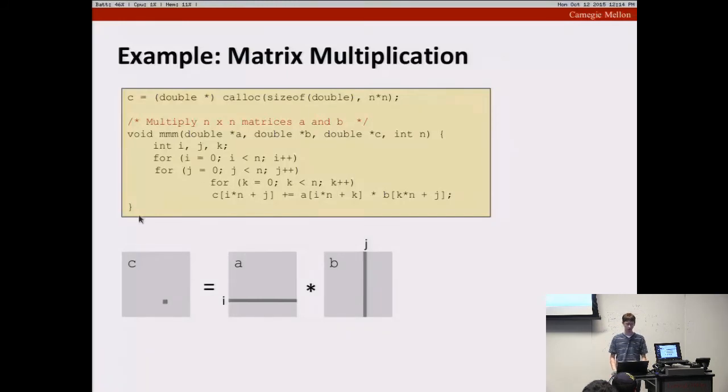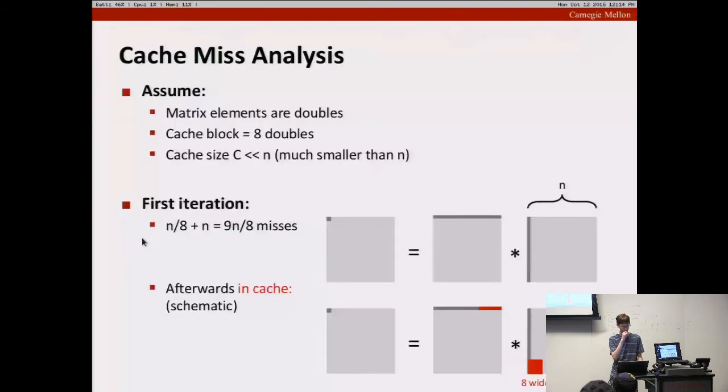So, the way you multiply two matrices is that the value at index ij of the product is all of the things in row i of the first matrix multiplied by the things in column j of the second matrix. You do the dot product of row i and column j to get element ij of the product. So we want to make this faster. We're assuming here that we're multiplying matrices of doubles, so they're 8 bytes. And we're saying that the cache block is big enough to hold 8 of these. And then the cache is going to be much smaller than the matrices. We're going to assume that it's just going to overwrite stuff.